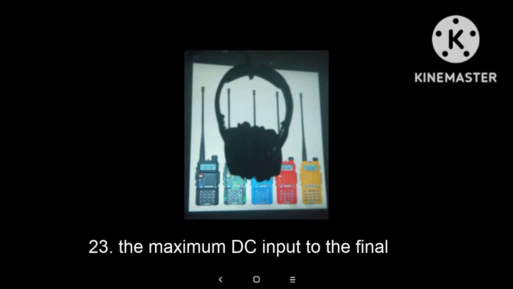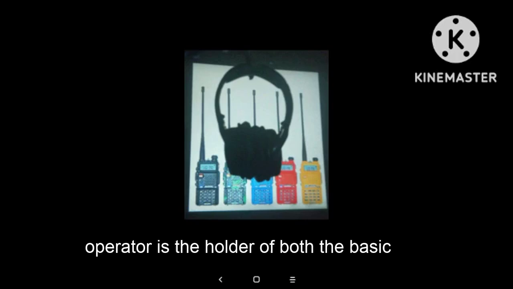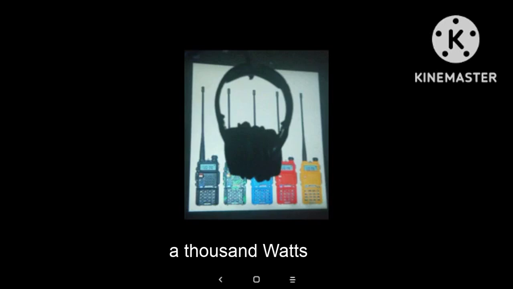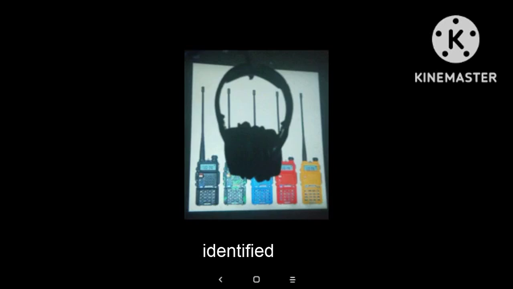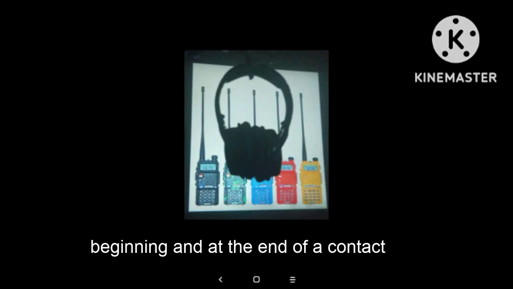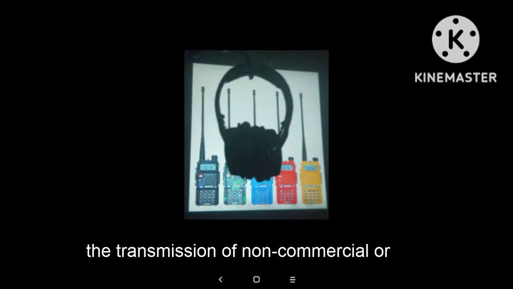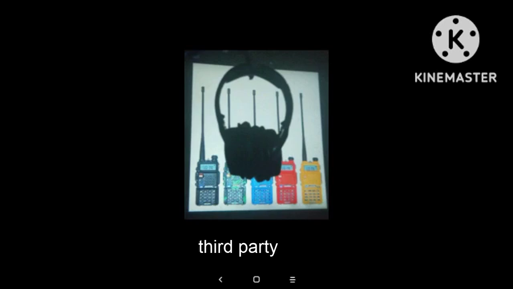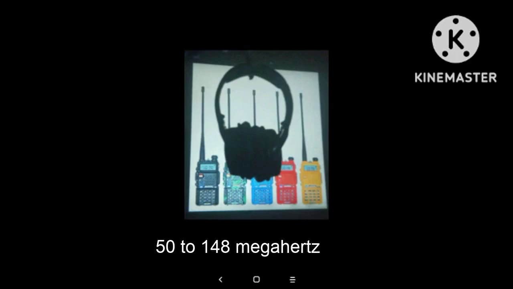23. The maximum DC input to the final stage of an amateur transmitter when the operator is the holder of both the basic and advanced qualifications is 1,000 watts. 24. How often must an amateur station be identified? At least every 30 minutes and at the beginning and at the end of a contact. 25. Amateur third-party communications is the transmission of non-commercial or personal messages to or on behalf of a third party. 26. What is the maximum authorized bandwidth within the frequency range of 50 to 148 MHz?